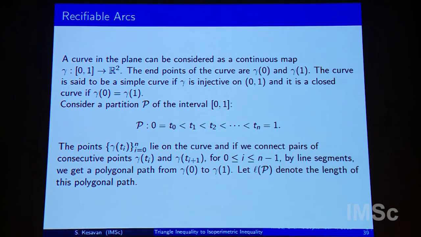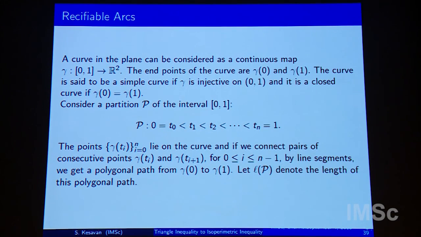Starting from the time of Archimedes, we have been doing the same thing. We take a partition of the interval, and each partition point gamma of t_i gives you a point on the curve. Now you join consecutive points, you get a polygonal path made of straight lines. Let L_P denote the length of that polygonal path.